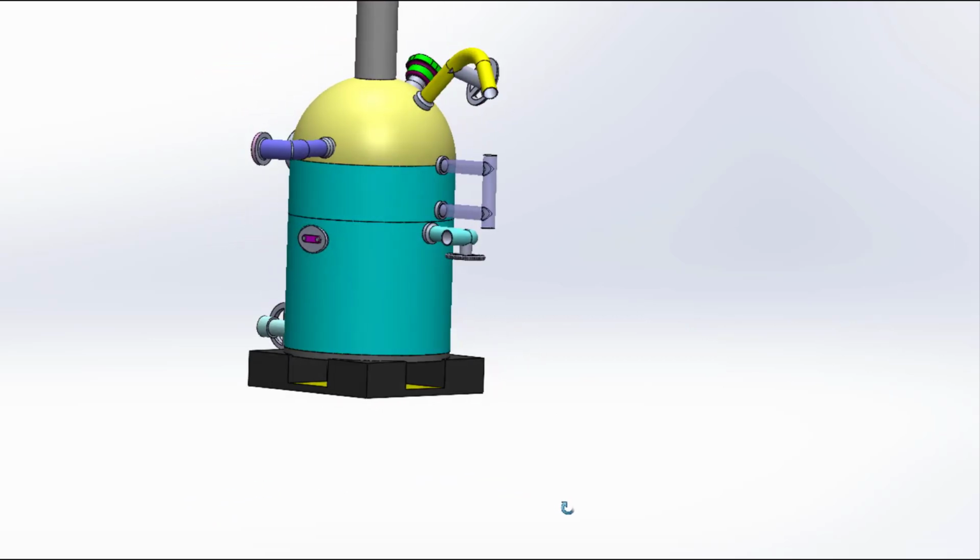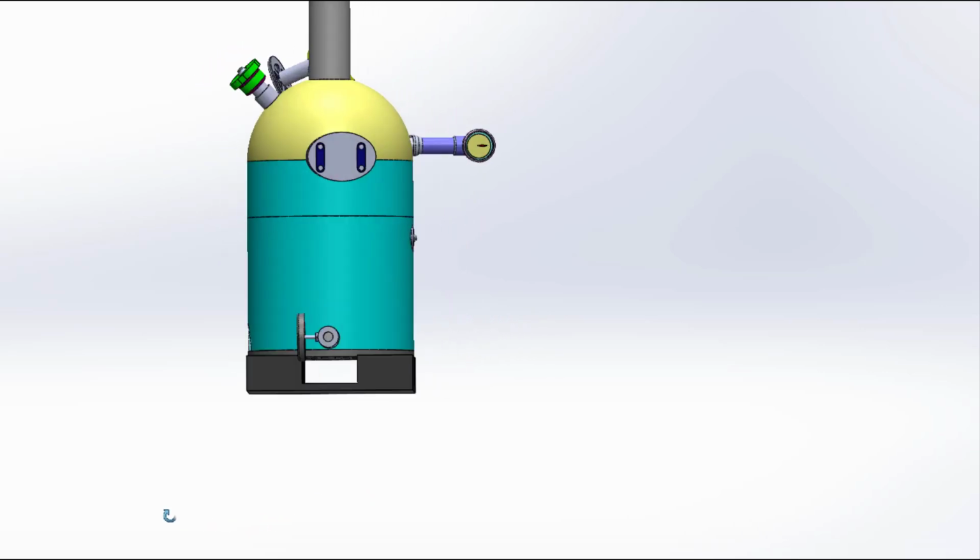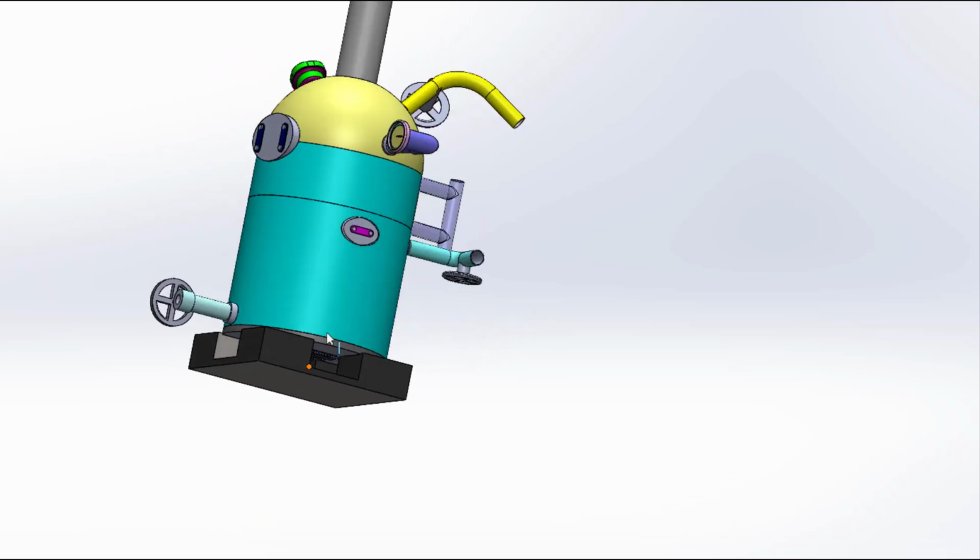So these are the main safety attachments in the boiler, and more than that there is one manhole. A manhole is a hole big enough so that a man can enter inside the boiler during the shutdown period, and if required the man can inspect, repair or clean the boiler.